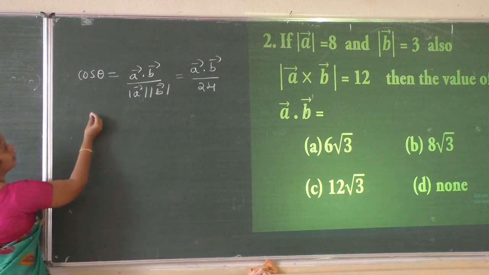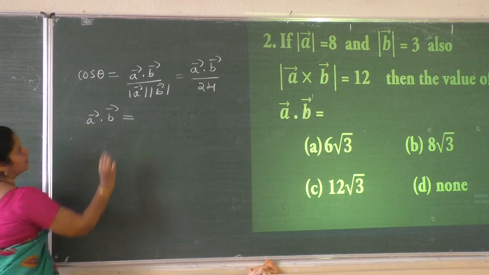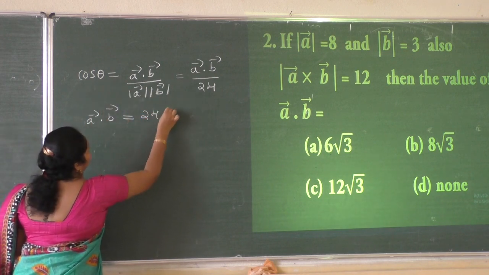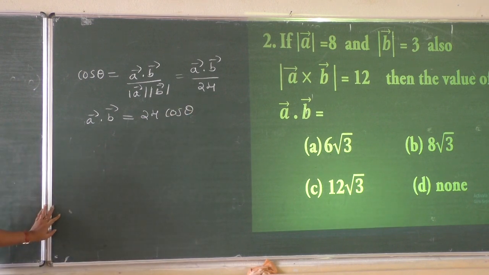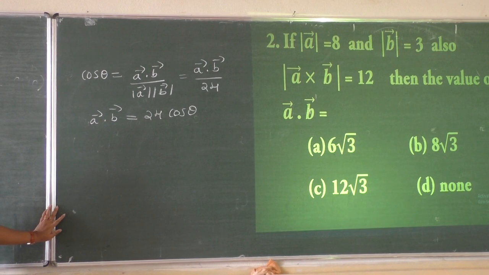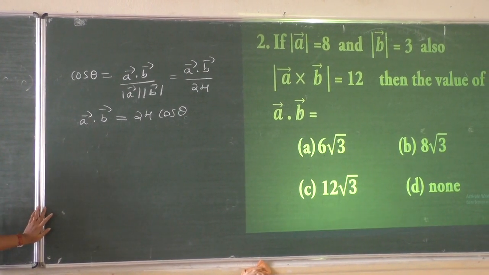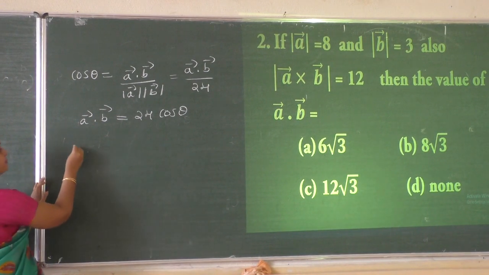Denominator. So I write, what is vector A dot vector B? Cross multiply, 24 cos theta. Now I need to know what is the angle theta. Okay, how to find angle theta? Now if I write sin theta, because the magnitude of vector A cross vector B is given.